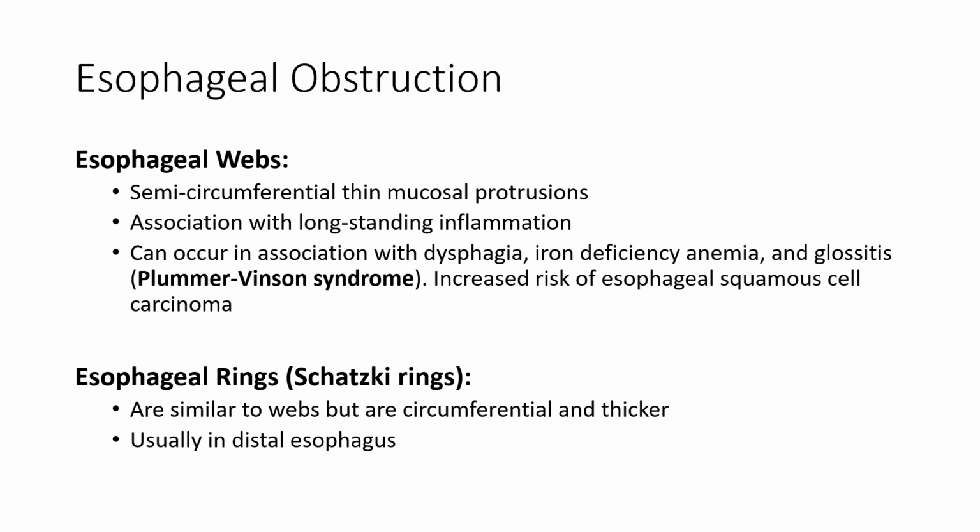Plummer-Vinson syndrome is important to recognize because it identifies a group of patients that are at increased risk of squamous cell carcinoma of the pharynx and the esophagus.